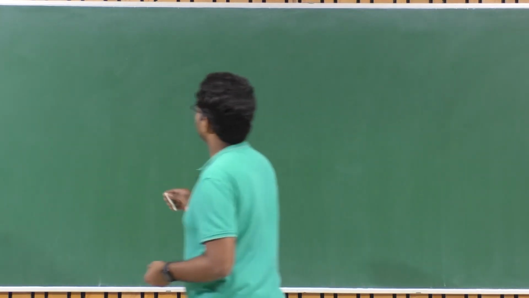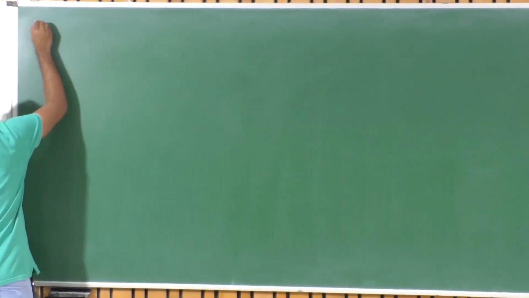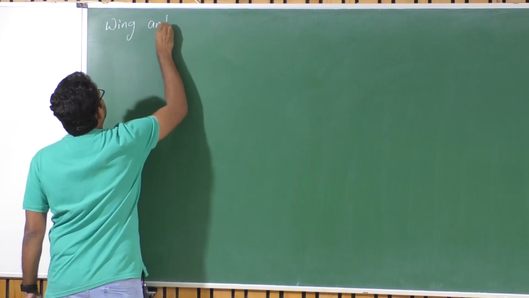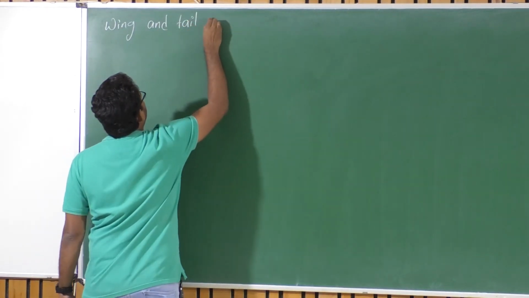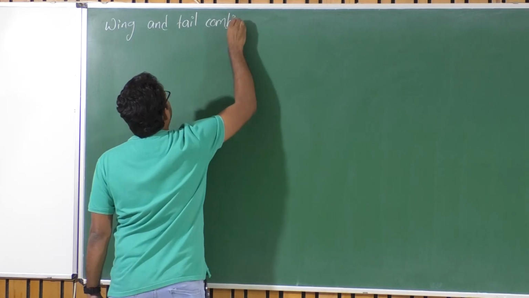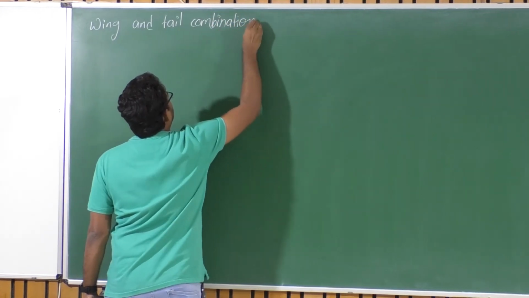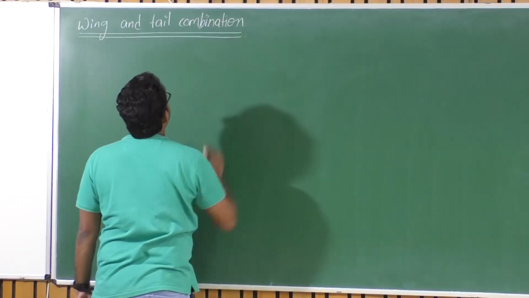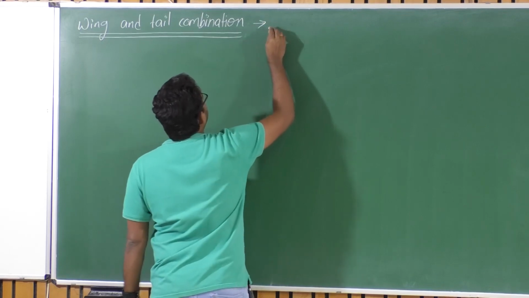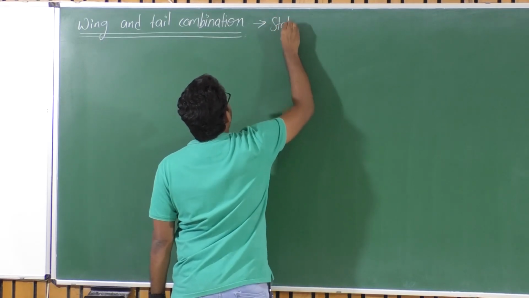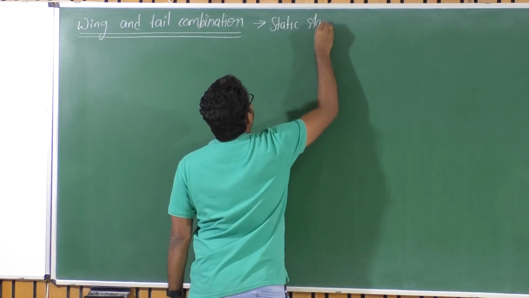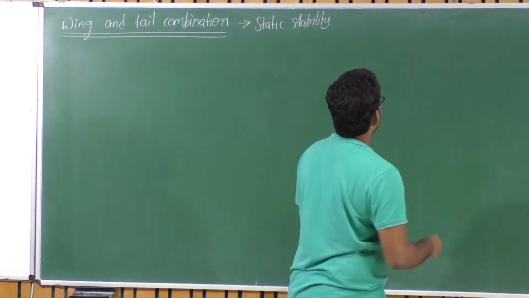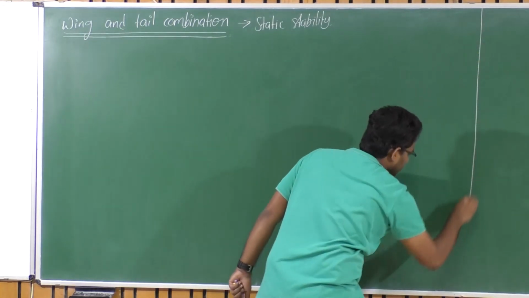Okay. Now let's look at the contribution of the wing and tail combination towards static stability. So I'd like to divide this into two partitions.